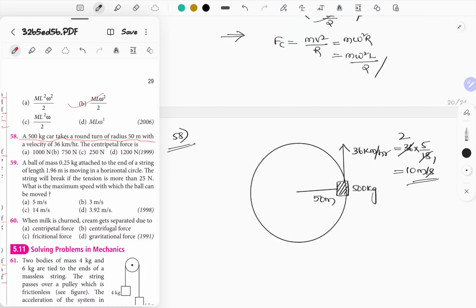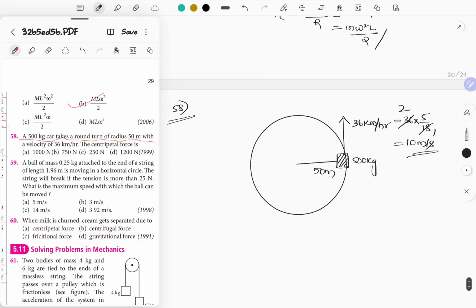This is the velocity with which the car is moving on this circular track. So how to find out centripetal force? What's the formula for centripetal force, guys? Centripetal force is equal to mv square by r.